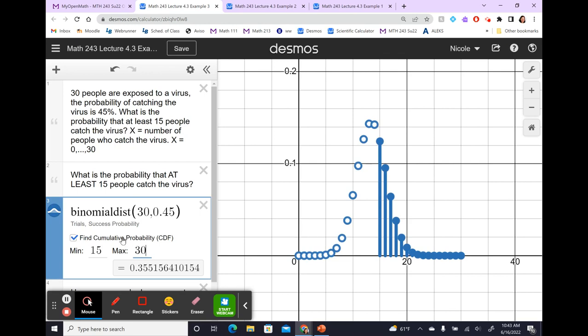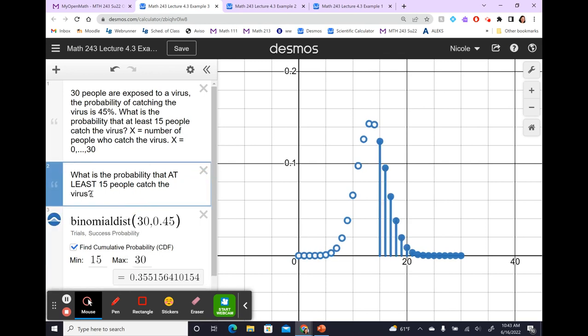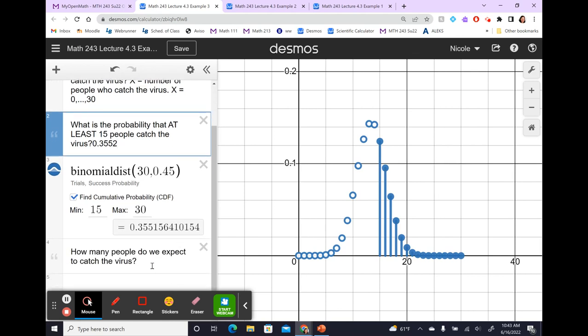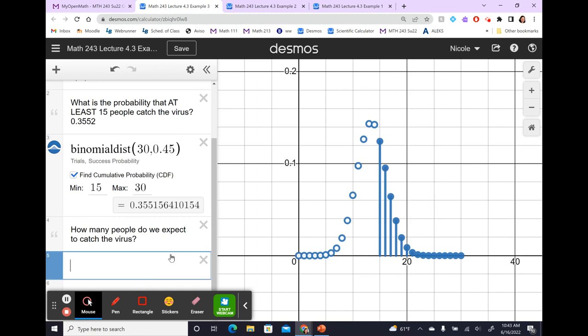So the probability that at least 15 people catch the virus is, let's type our answer in there, 0.3552, rounding to 4 decimal places. And how many people do we expect to catch the virus, right? What do we think is going to happen? You had a party, 30 people came, everybody got exposed to this virus. Sounds familiar, right? How many people do we expect to get sick after this party?